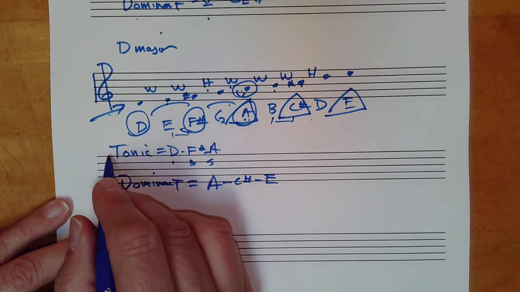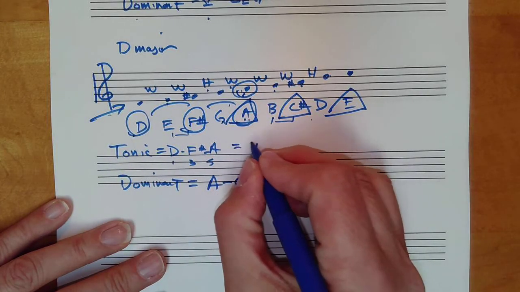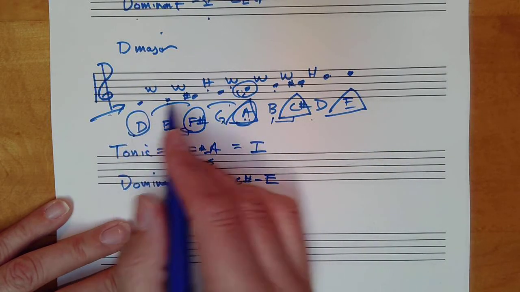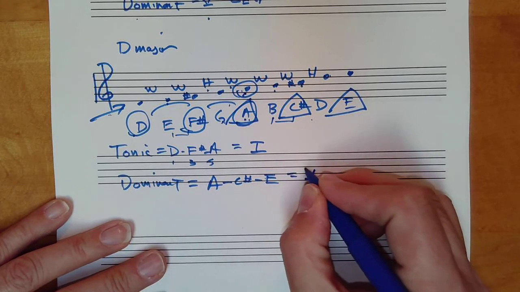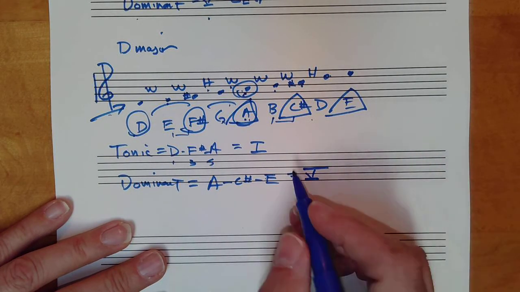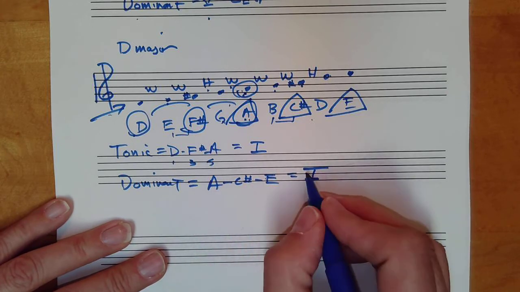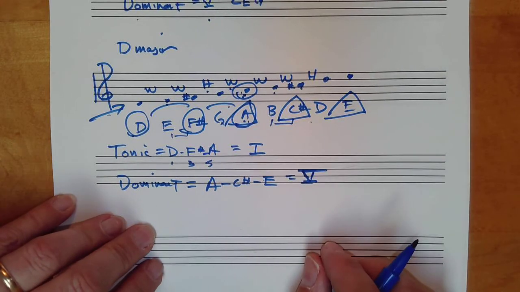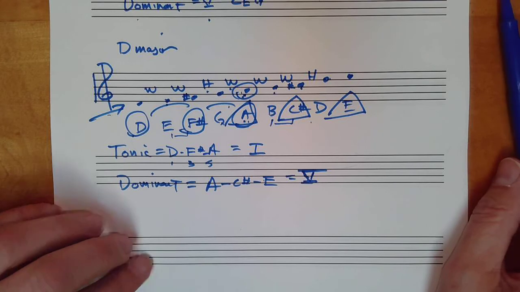Again, tonic is built on the first note of the scale, so it's known as the 1 chord with a Roman numeral 1. The dominant is built on the fifth note of the scale, so it's known as the 5 chord. We do it with a Roman numeral 5. Okay, so that's the first step in understanding this material.